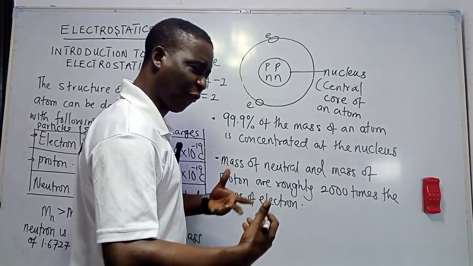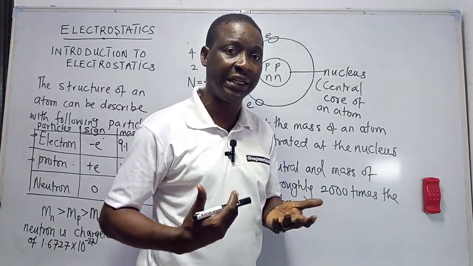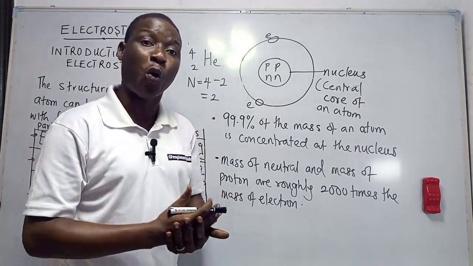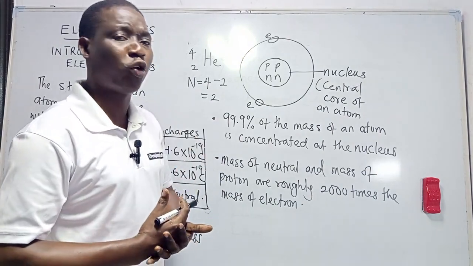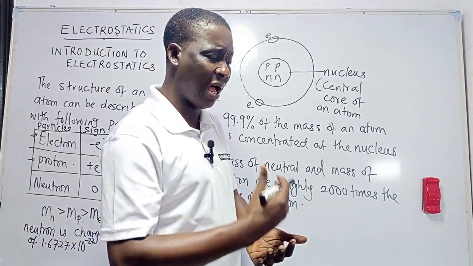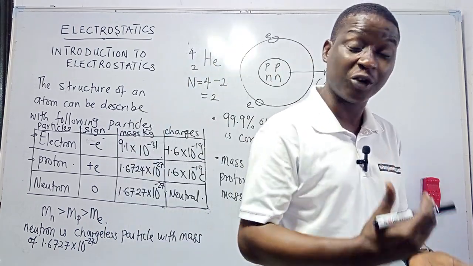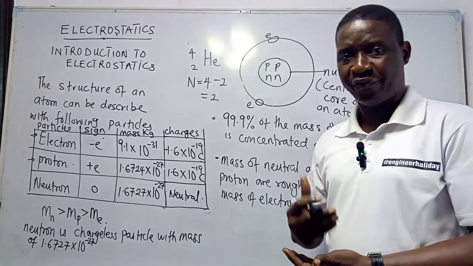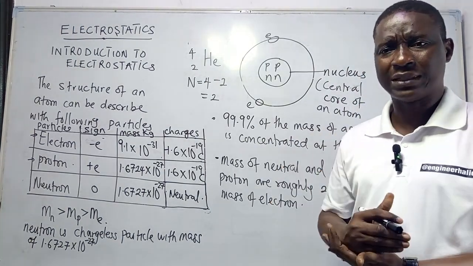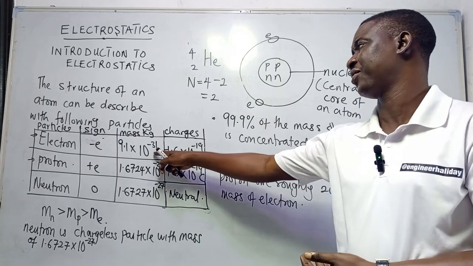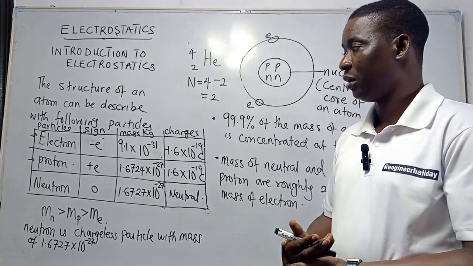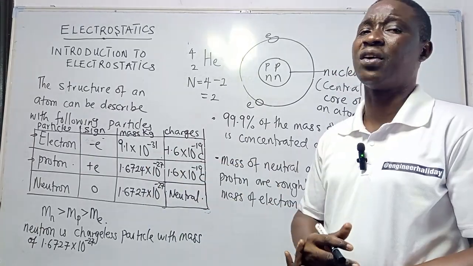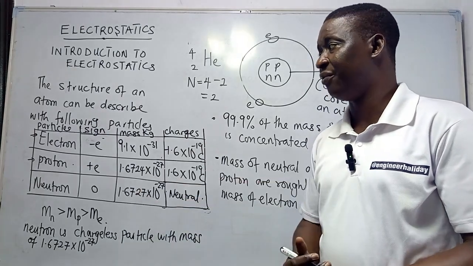Now, when we say roughly, we mean approximately: the mass of a proton and the mass of a neutron is approximately equal to the mass of what? That means approximately equal to 2,000 times the mass of what? Of an electron. That is to say, multiply the mass of the electron by 2,000 and see what you are going to have there.